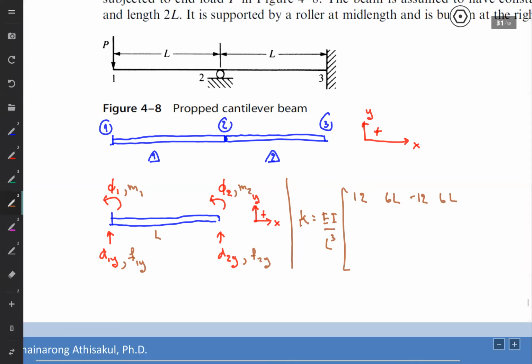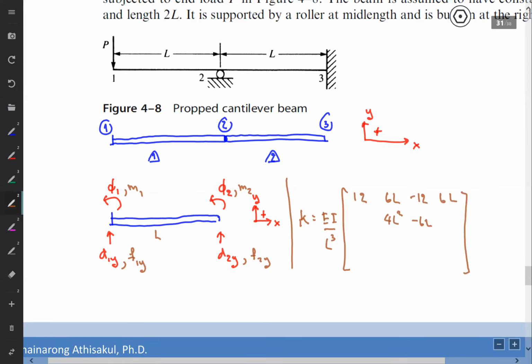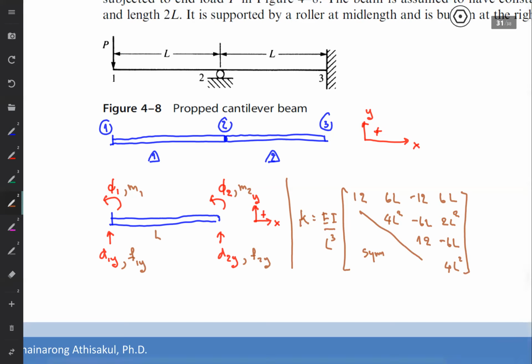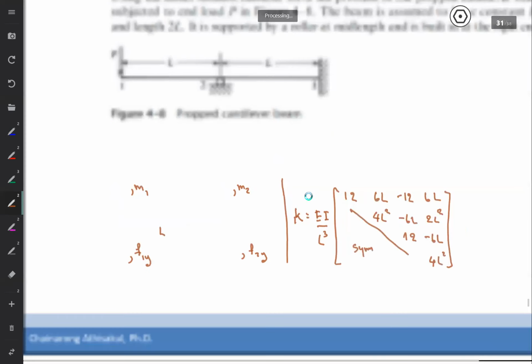The next row is 6L, 4L squared, minus 6L, 2L squared. Then minus 12, minus 6L, 12, and minus 6L. The last row is 6L, 2L squared, minus 6L, and 4L squared. The matrix is symmetric. Now we already know the sign convention and the element stiffness.